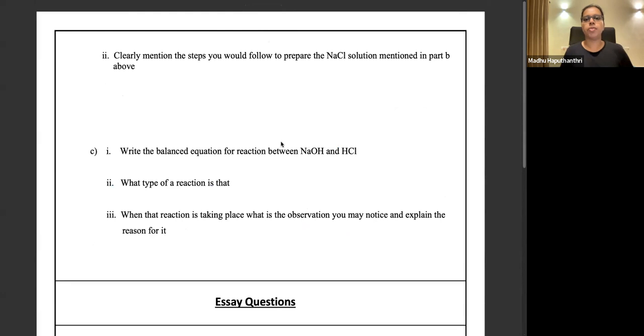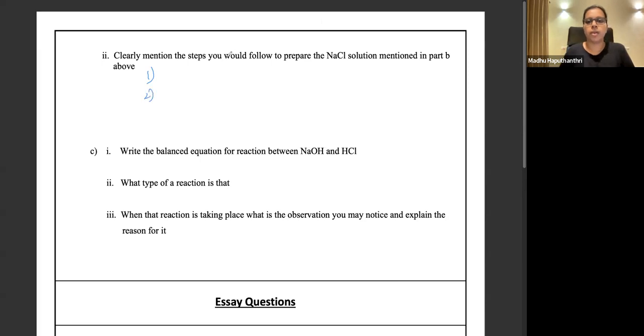Clearly mention the steps you would follow to prepare the NaCl solution mentioned in part B above, the previous one. What are the steps you have to follow? Altogether, there are 4 things you need to do. First step is you have to measure the required mass of NaCl using the triple beam balance. Right, that is a first step. Measure 1.17 grams of sodium chloride, or you can say the required amount of sodium chloride. Measure it using the triple beam balance.